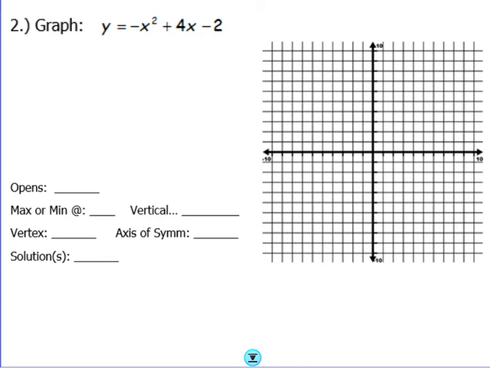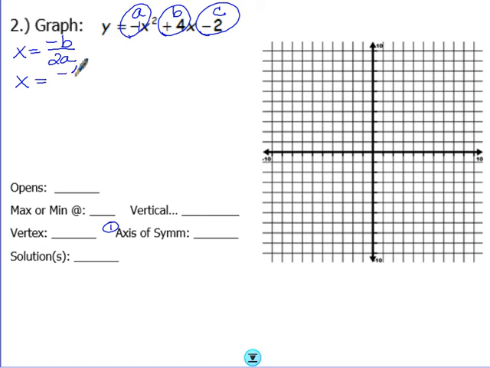Let's take a look at number 2. Y equals negative x squared plus 4x minus 2. So the first thing we're going to do is find our axis of symmetry. X equals negative b over 2a. It's always good to identify our a, b, and c. So our a value is really a negative 1, our b value is a 4, and our c is negative 2. Plugging that into our formula, x equals negative 4 all over 2 times the negative 1. So negative 4 divided by negative 2 is a 2. So our axis of symmetry is x equals 2.